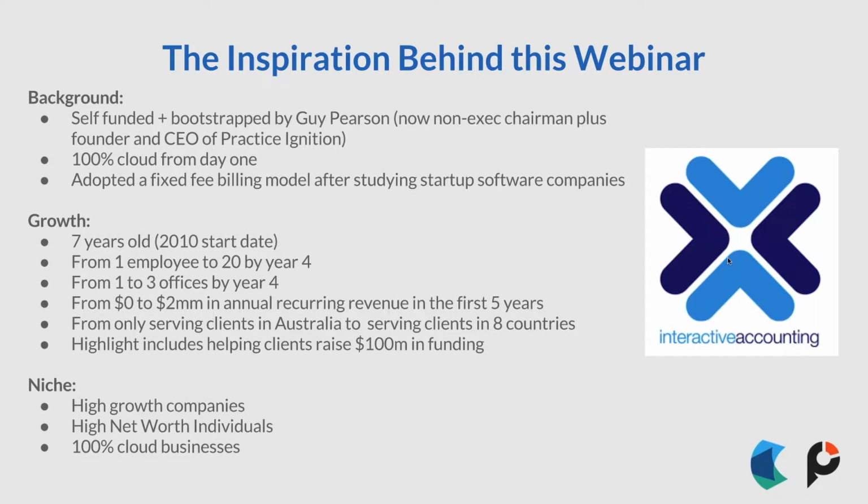So you can see through the slide the growth that they had. So they were 7 years old. They went from 1 employee to 20 by year 4, 1 to 3 offices on year 4 as well, and then from $0 to $2 million in annual recurring revenue in the first 5 years.